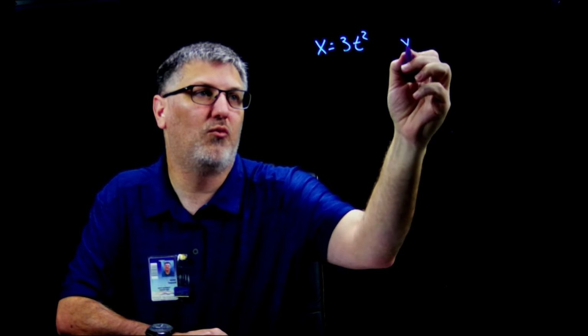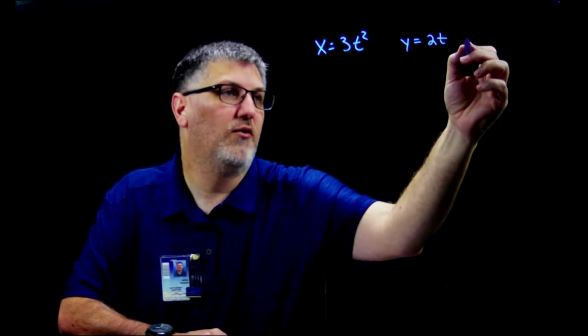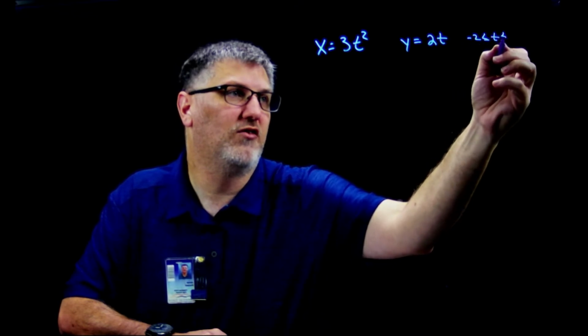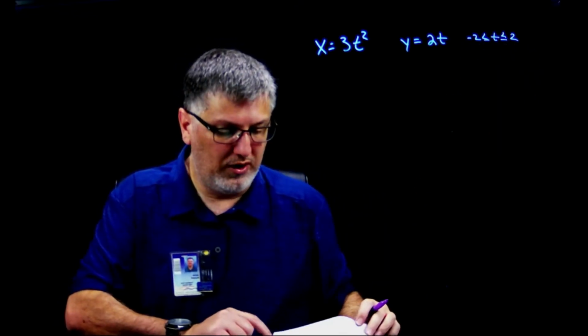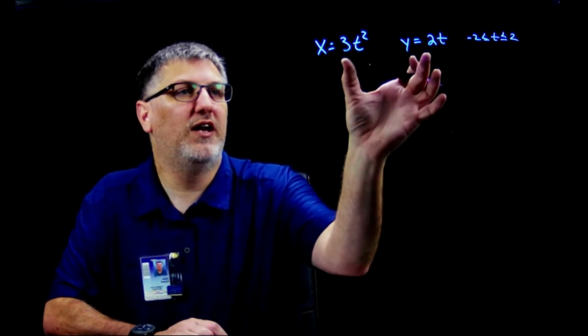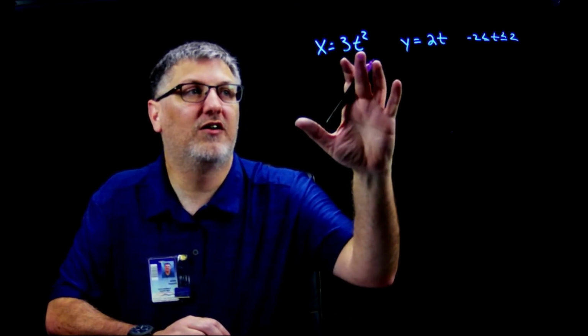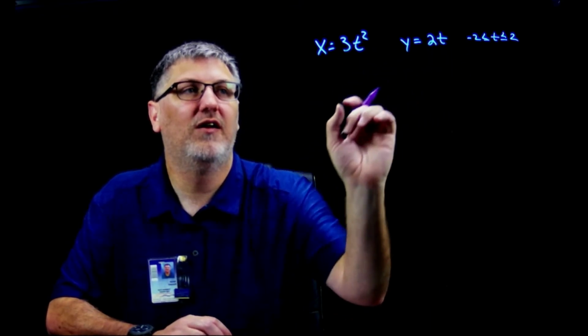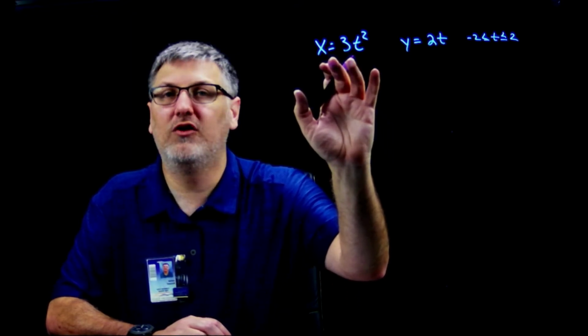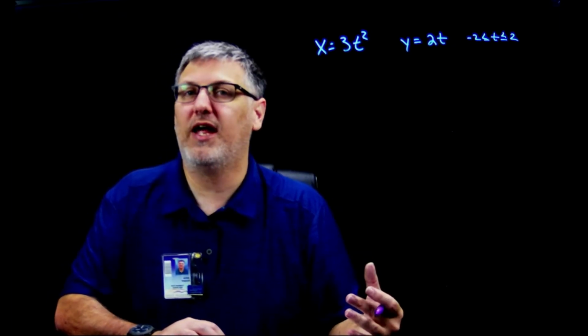And let's say I give you an equation x equals 3t squared and y equals 2t. And we've got negative 2 is less than or equal to t, which is less than or equal to 2. And we want to graph this. Well, first things first, this right here is a set of parametric equations. The parameter is t, because that's what they have in common. This is going to be the x value in terms of t, and this is the y value in terms of t. So we can actually graph this on the xy plane.